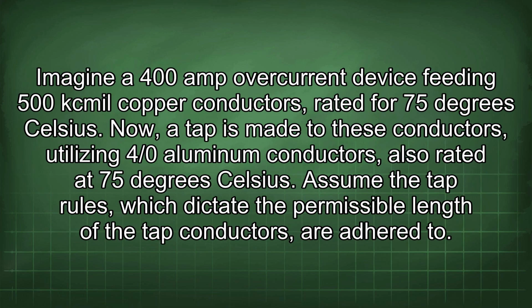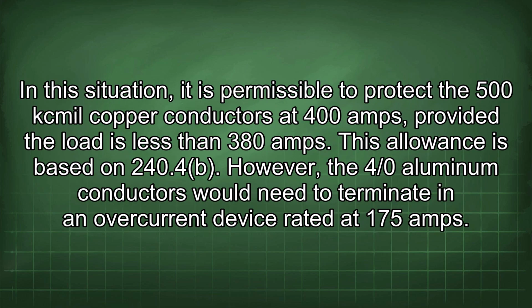Imagine a 400 amp overcurrent device feeding 500 kcmil copper conductors, rated for 75 degrees Celsius. Now, a tap is made to these conductors, utilizing 4/0 aluminum conductors, also rated at 75 degrees Celsius. Assume the tap rules, which dictate the permissible length of the tap conductors, are adhered to. In this situation, it is permissible to protect the 500 kcmil copper conductors at 400 amps, provided the load is less than 380 amps. This allowance is based on 240.4.